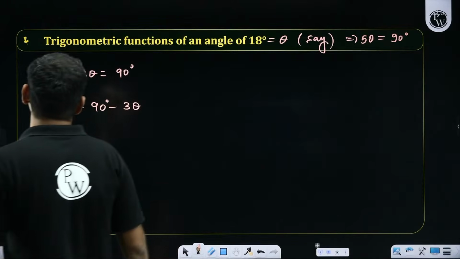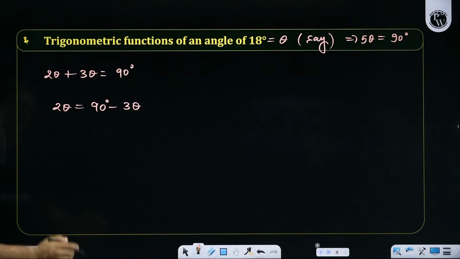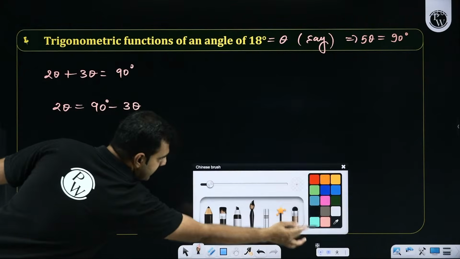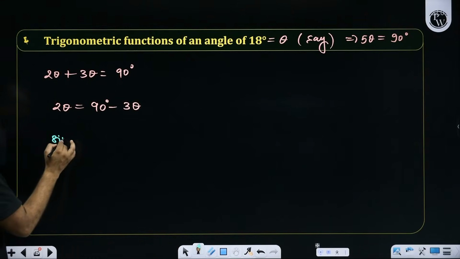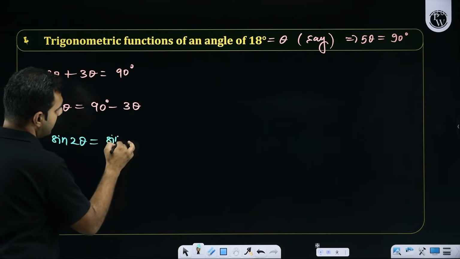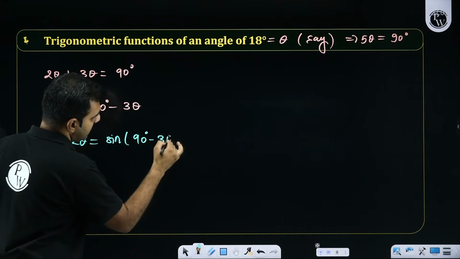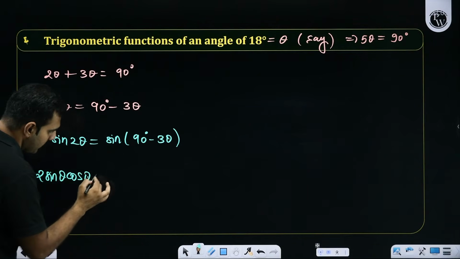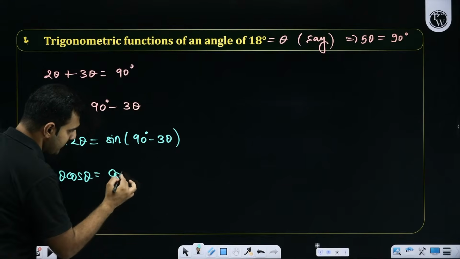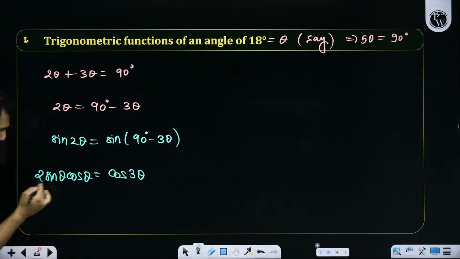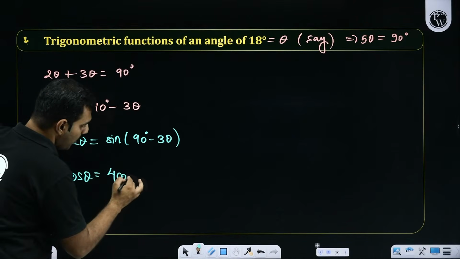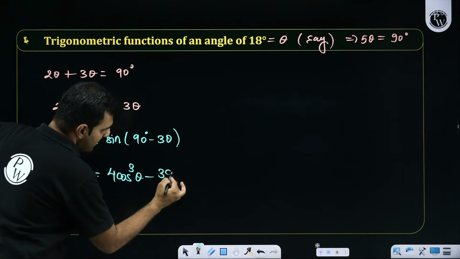Okay. So let's take sine ratio on both sides. Everybody paying attention here? If I take sine ratio on both sides, it is sine 2 theta equals sine of 90 degree minus 3 theta. Sine 2 theta, can you help me with this? I hope you remember 2 sine theta cos theta. Sine 90 minus theta is cos theta, so this is cos 3 theta. So this is 2 sine theta cos theta equals cos 3 theta. What is cos 3 theta? Sir, cos 3 theta is 4 cos cube theta minus 3 cos theta.